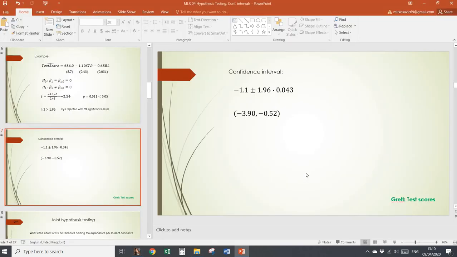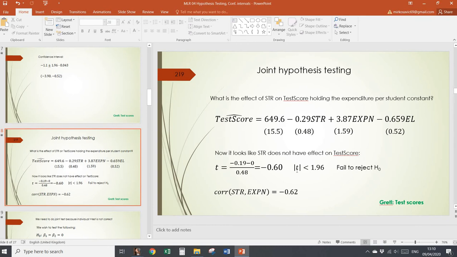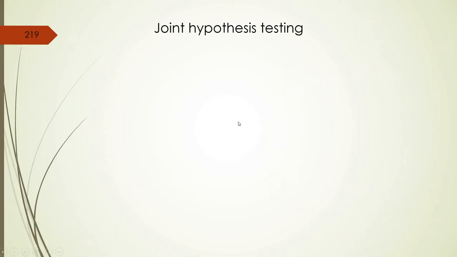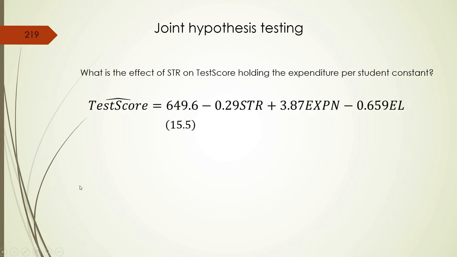Okay, let's go to the next example with the theory actually. So now we are going to joint hypothesis testing. For example, if we want to calculate what is the effect of student-teacher ratio on test scores holding the expenditure per student constant. Now, you see here that we have one more variable in the independent variable model, and this is the expenditure per student.